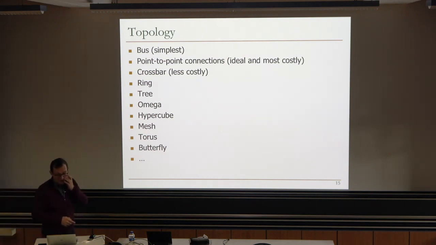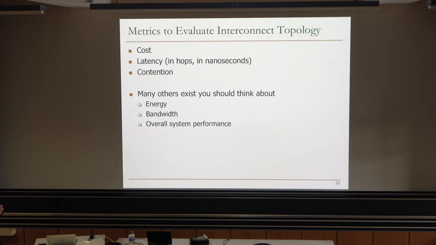Okay, so now we're going to start with the simplest topology, and we're going to make it more complicated, and we're going to switch between simple and complicated a little bit to see the benefits of a topology. There are clearly many metrics to evaluate an interconnect topology. We're going to look at some of them. Cost is important, latency is important, contention is important, how much contention you get when you have a lot of communication. Scalability is important, and we're going to cover that even though it's not written over here. And there are many others that you should think about.